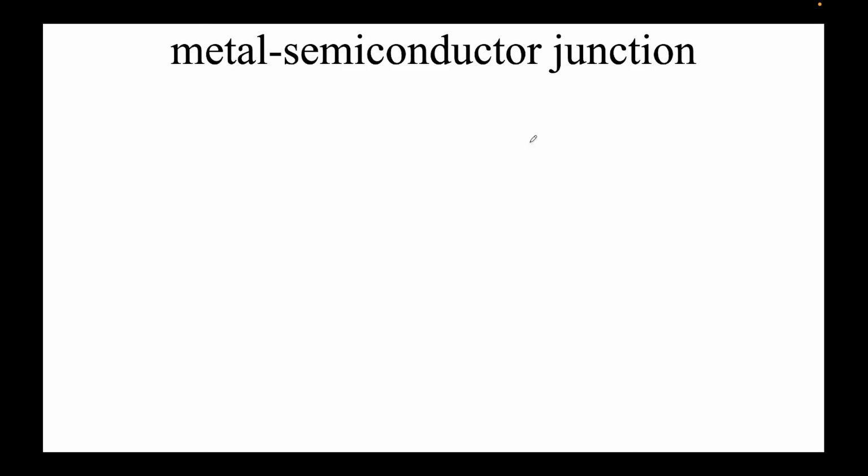Now let's build up on this. Till now we have seen a junction. In a PN junction we had one side P and the other side N, right? Now we are going to see a different kind of junction called a metal semiconductor junction.